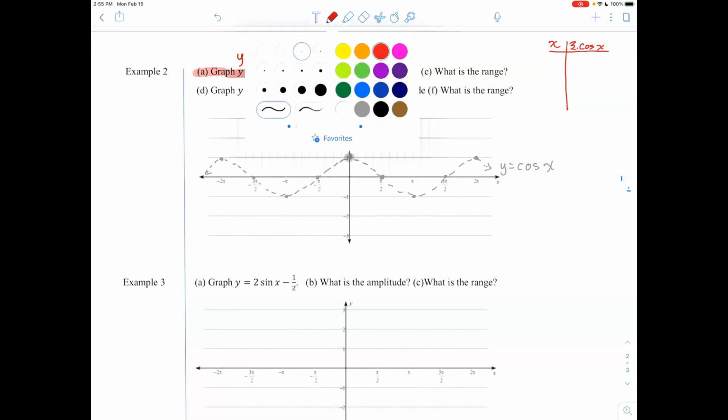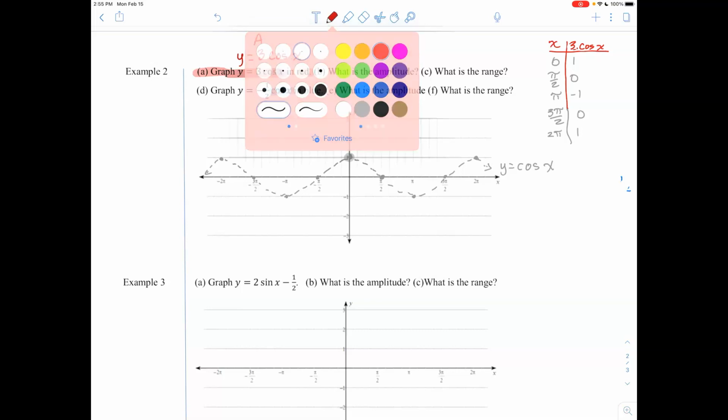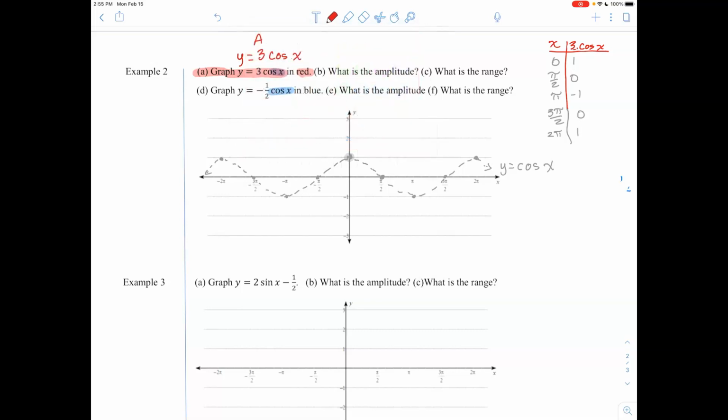So I'm going to go grab my points from my original. So at 0, I was at 1, and at pi over 2, I was at 0, and at pi, I was at -1, and then at 3 pi over 2, was back at 0, and then at 2 pi, I was back at 1. And all I'm going to do is multiply all of those values on my y, because remember, this is a vertical action here, so I'm changing my y times 3. So if I'm looking at this analytically, this is what I'd be doing. So this would be 3, 0, -3, 0, and 3.